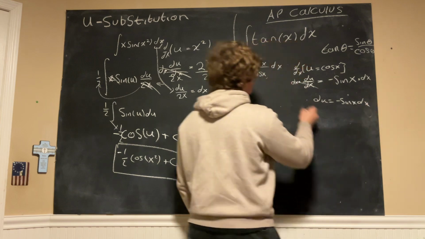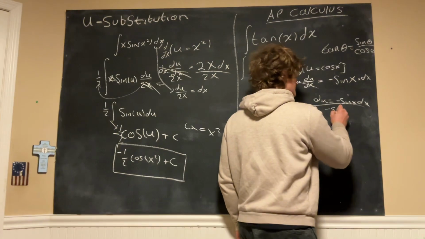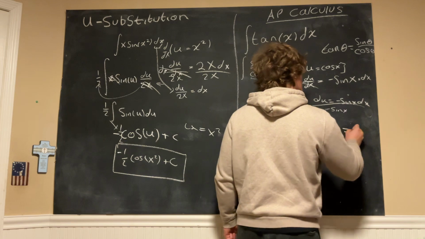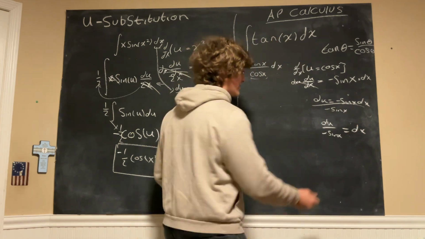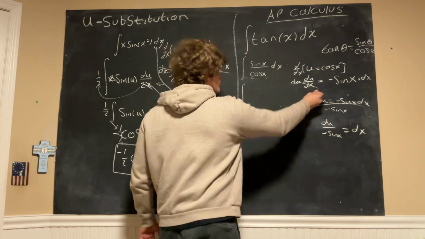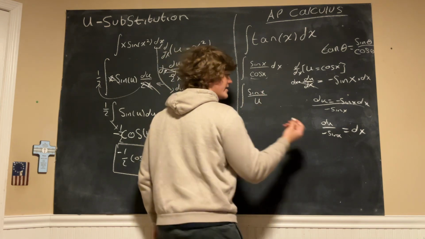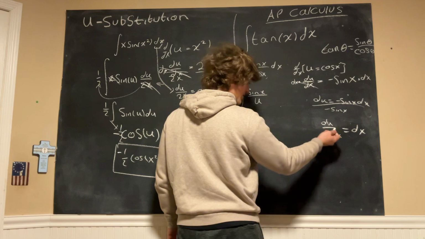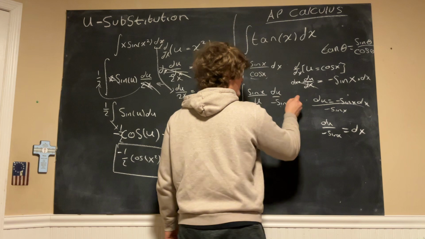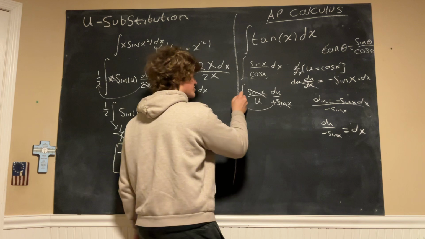We want dx by itself, so we just divide both sides by negative sine of x. So du divided by negative sine of x is equal to dx. Now, let's plug that in. So now let's plug in our u's and our du. So u is equal to cosine x, so this is sine of x still on top, divided by u. And now we are going to be replacing our dx with du divided by negative sine of x. So this is du over negative sine of x. If this cancels with this, the negative gets pulled to the outside.